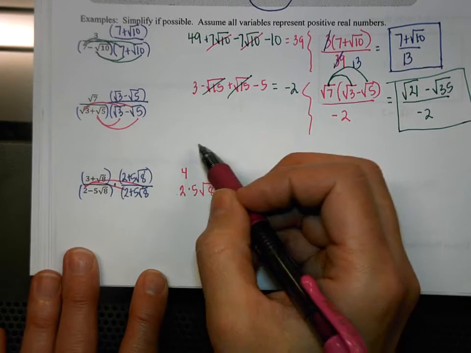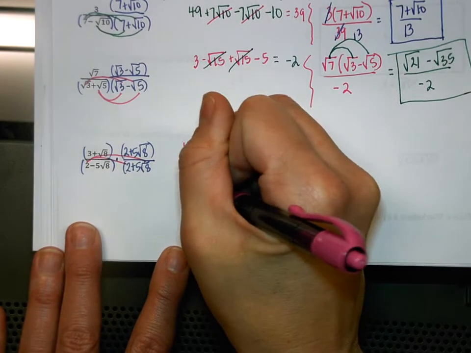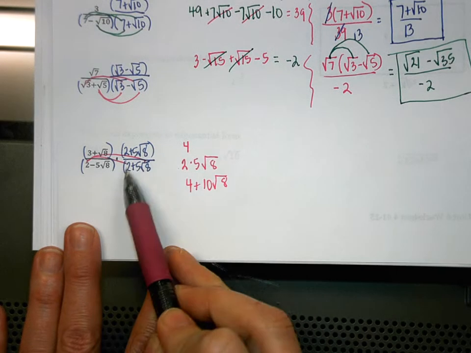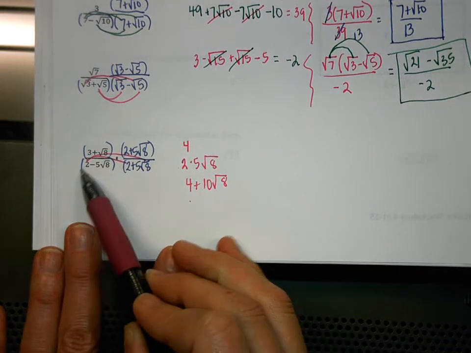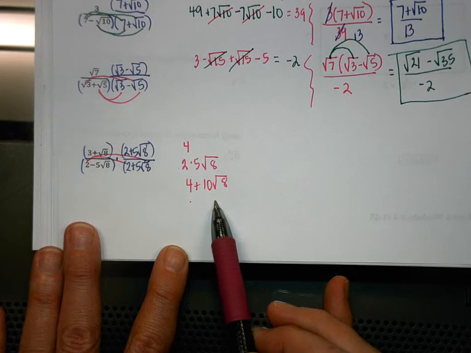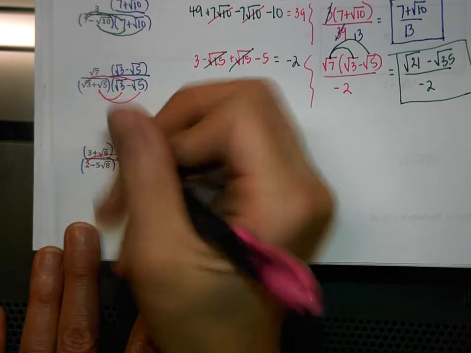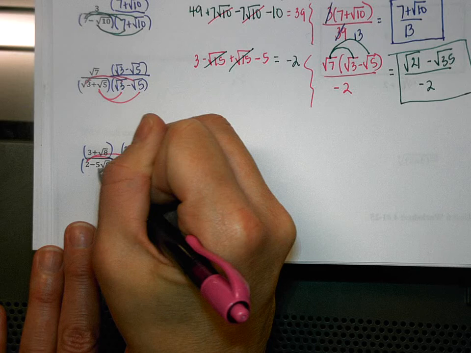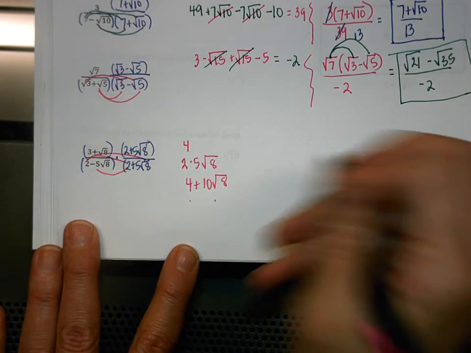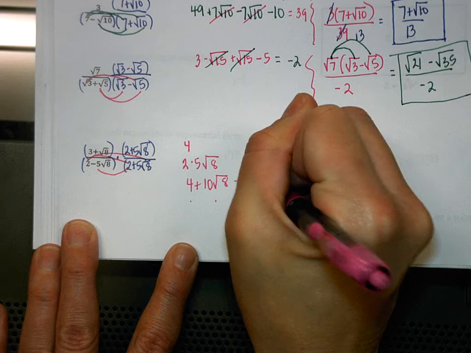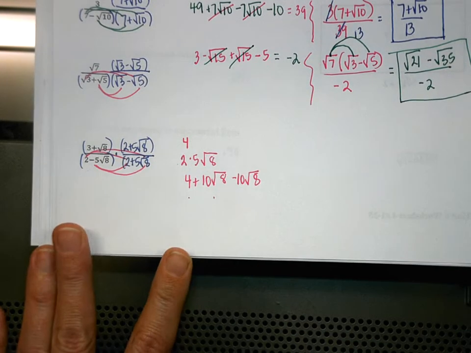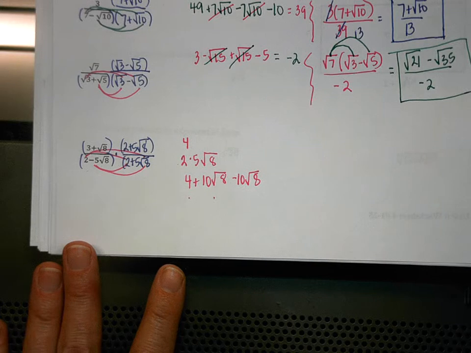All right, so now I have 4 plus 10 root 8, okay? The 2 times the 2 made the 4, okay? 2 times 5 root 8 made 10 root 8. Are we good there? So now we're going to the second term. Negative 5 root 8 times 2 is negative 10 root 8. And then negative 5 root 8 times positive 5 root 8. What's that going to make?